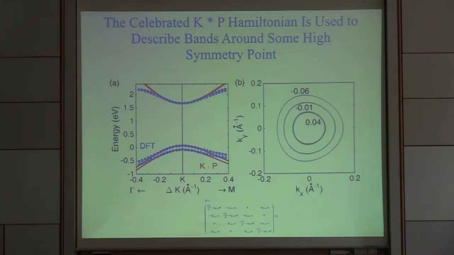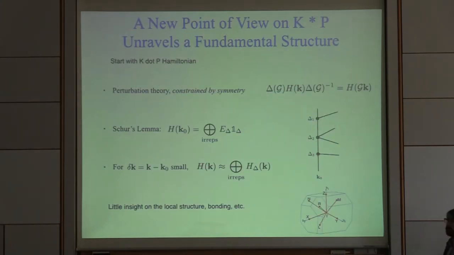Okay, so what K.P theory did is to use these types of symmetries on the lattice to expand Hamiltonians around high symmetry points. K.P theory has been very, very successful at getting us Fermi surfaces around high symmetry points, and has been used extensively since its inception. But what I want to point out is that K.P theory is nothing but group theory. And what K.P theory does is the following.